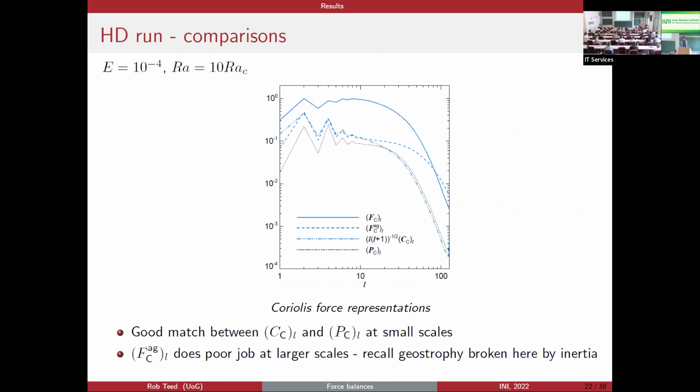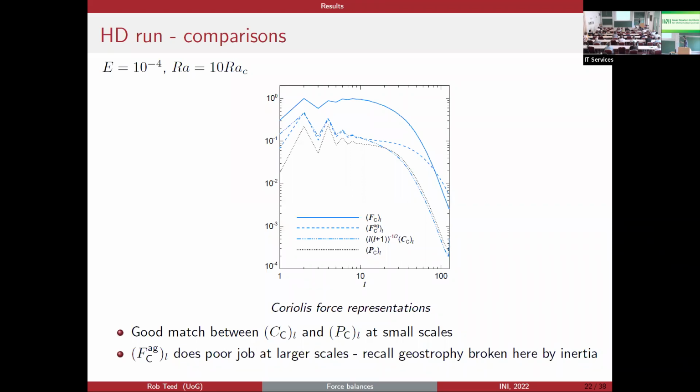Oh, I forgot about this slide. This is just a quick comparison of the Coriolis force for each of the different representations. The solid blue curve is just the Coriolis force. The dashed blue curve is what they call the ageostrophic Coriolis. The dash-dotted one is the compensated curl, and the black one is the projection.